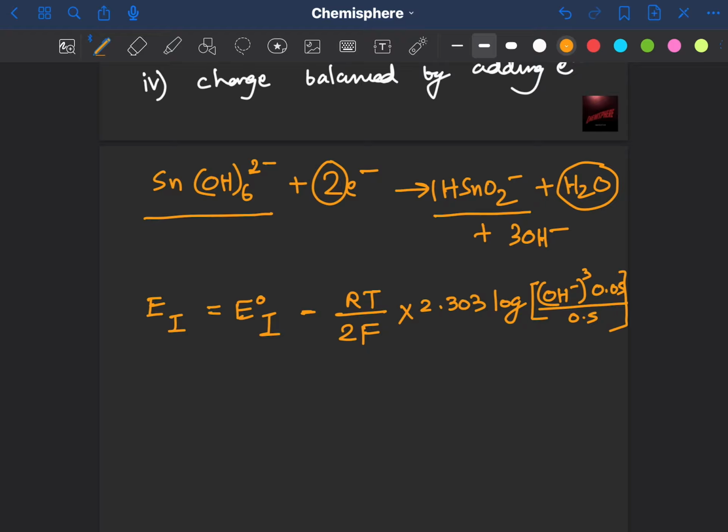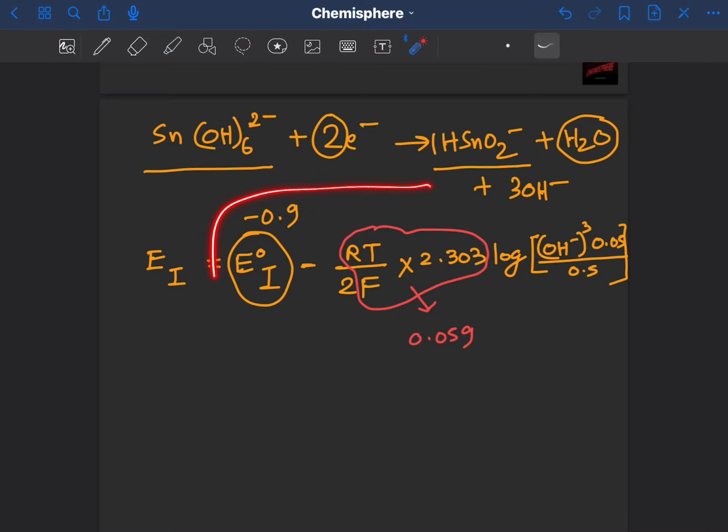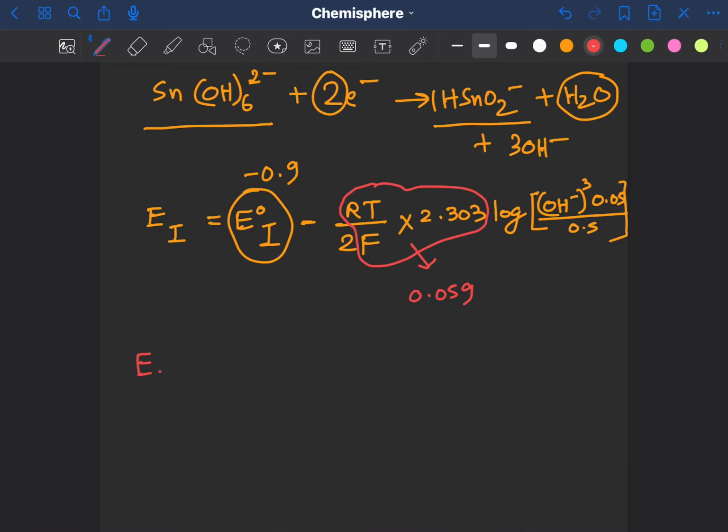So this is the Nernst equation, and E01 is given to us as minus 0.9, and also RT by F into 2.303, in the question they have asked us to take it as 0.059. Okay, so when we do this whole calculation, we ultimately get that E1 is equal to minus 0.9 minus 0.059 by 2 into 3 log of OH minus plus 0.059 by 2. This is what we get.